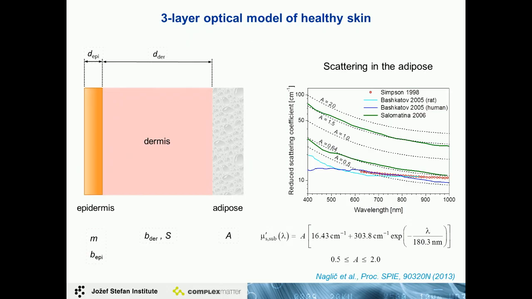Okay, but now that we have introduced DRS in addition to PPTR, it turns out that the two-layer model is not sufficient anymore. There's no way to fit the DRS data, the diffuse reflectance spectra, alone by just considering two layers, because the 600 nanometer wavelengths and beyond go just too deeply, so we have to introduce the adipose also. And here it's known that the reduced scattering of the adipose can vary a lot from sample to sample.